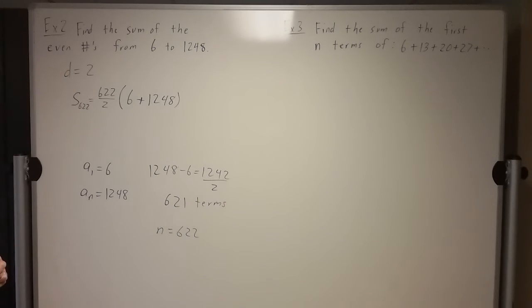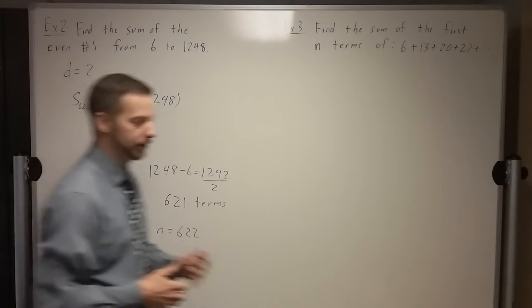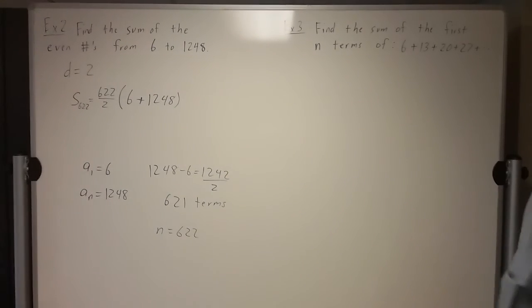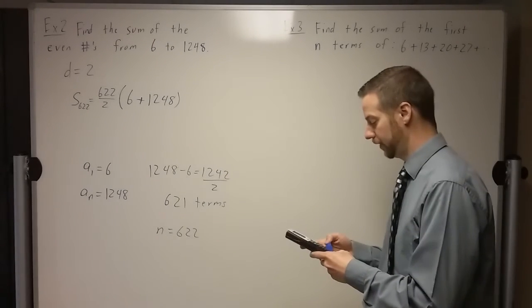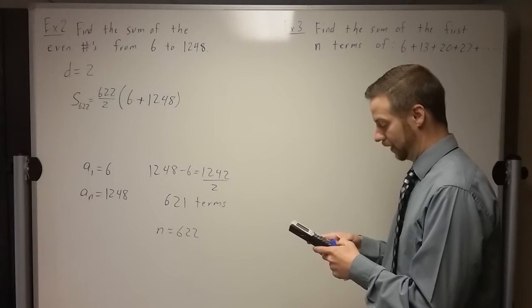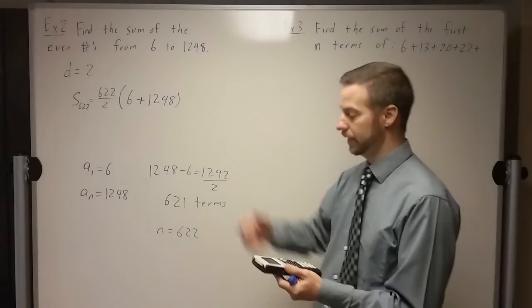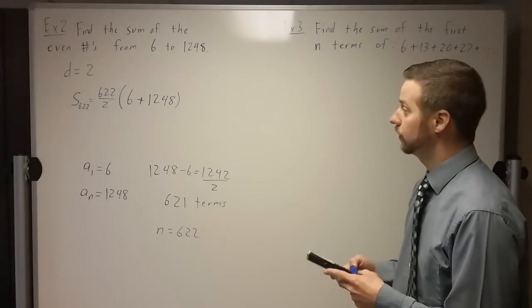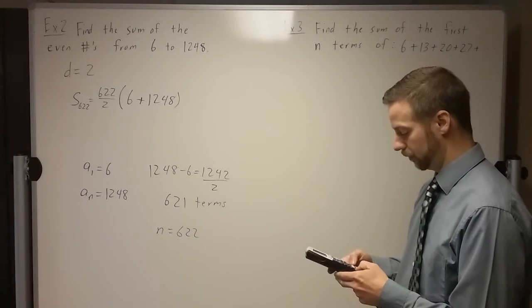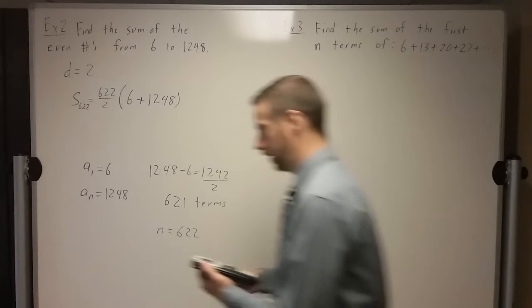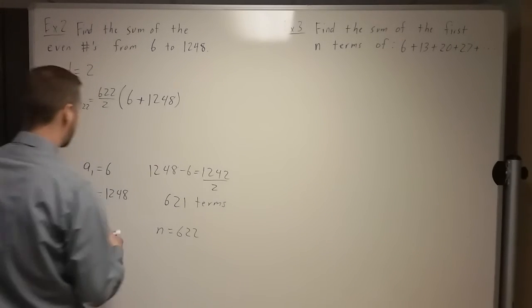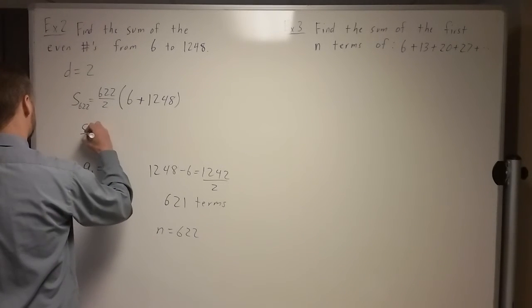And now I can figure this out, because we've got n, we've got the first term, we've got the last term. And so let's figure out what this comes out to. This is going to be a slightly larger number this time, but that's okay. That's why we're using a calculator. And so I get 1254 in here, and then 622 divided by 2 is just 311, so I'm going to multiply that by 311, which gives me 389,994.